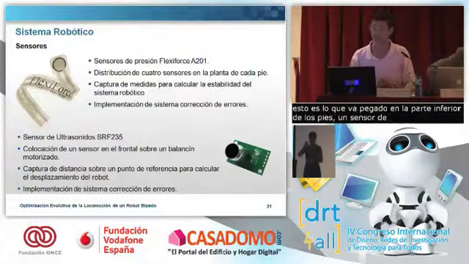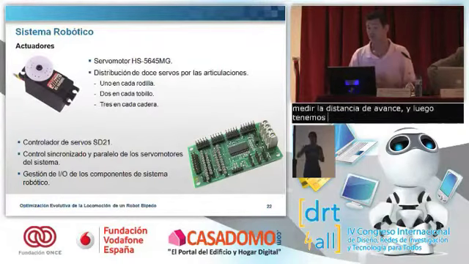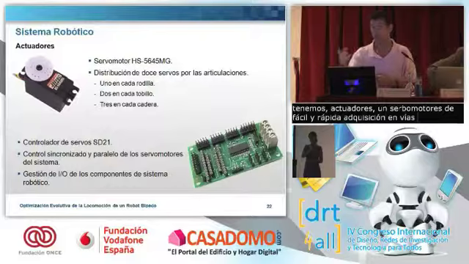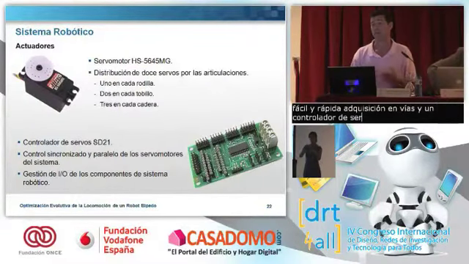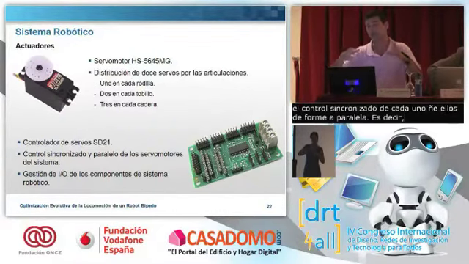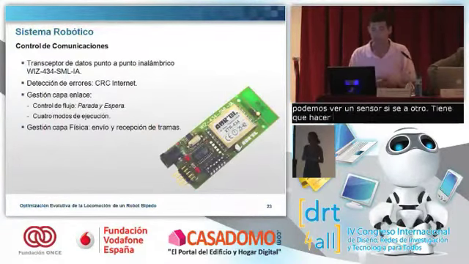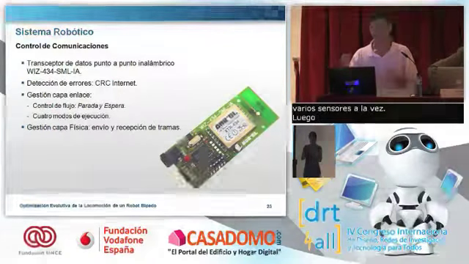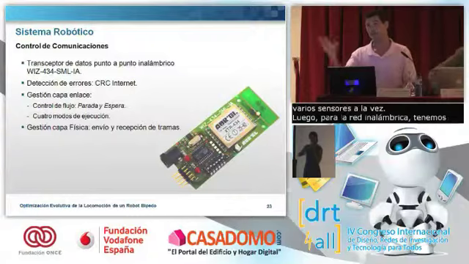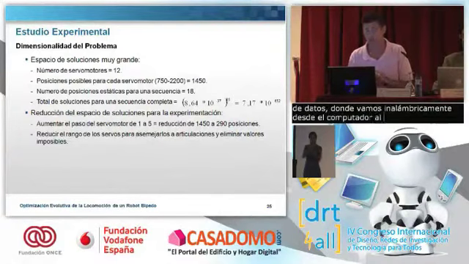It has an ultrasound sensor to measure the progress, the distance made, and then we have actuators, which are easily accessible servo motors, and a servo controller that controls the synchronization between all of them in a parallel manner. We cannot move one servo sequentially after the other. There has to be a coordinated movement of the different servos. And then for the wireless communications, we had this communication control that you can see on the screen.